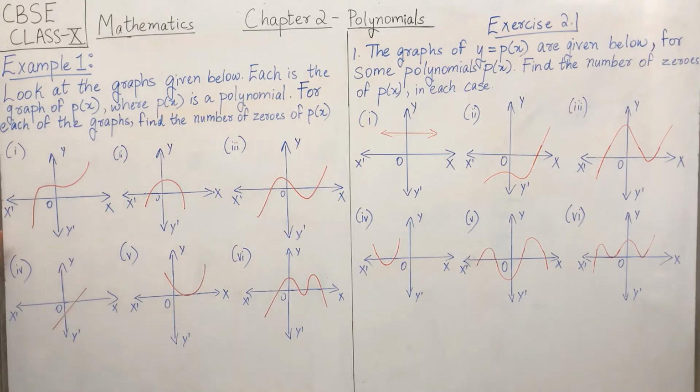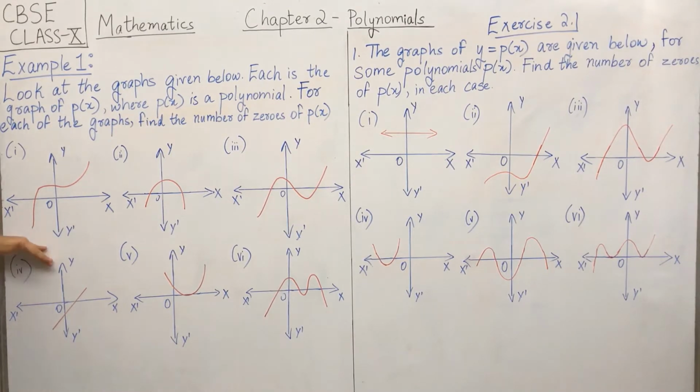Example 1. Look at the graphs given below. Each is a graph of p of x, where p of x is a polynomial. For each of the graphs, find the number of zeros of p of x. Here, we need to find the number of zeros by looking at the graphs, right?